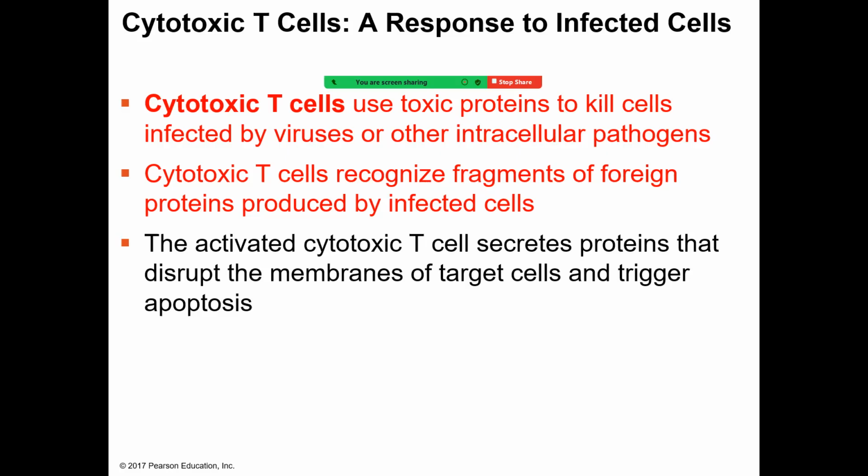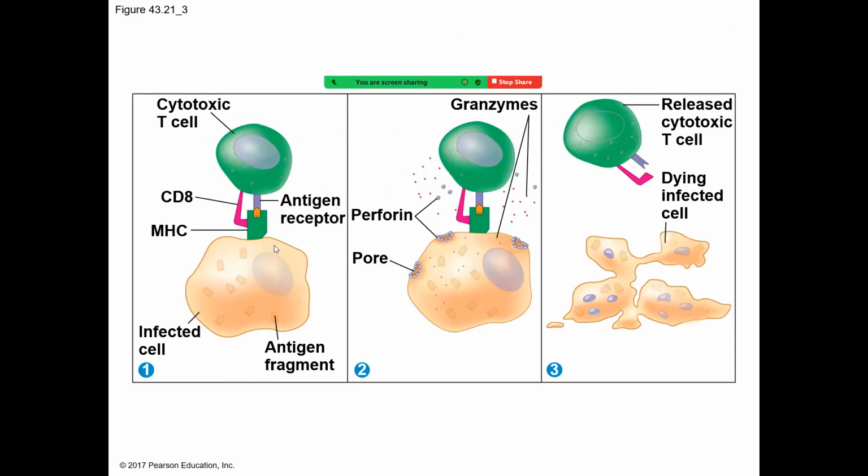So, they're going to do this in a similar manner, which is that the MHC molecules, the major histocompatibility complex molecules, are going to raise the flag, if you will, of the infection, and that will allow for the cytotoxic T cells to be activated. Once they're activated, they will secrete proteins that disrupt the membranes of their target cells, and it's going to trigger apoptosis or cell death. So if we look at how this happens, here is an infected cell.